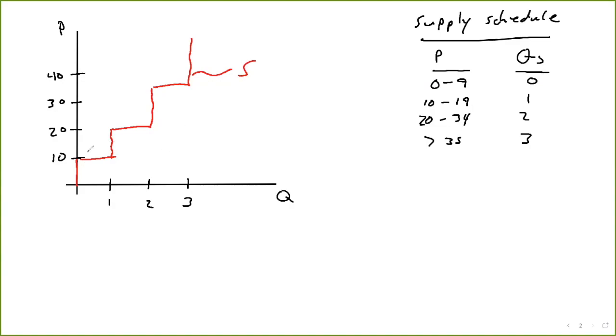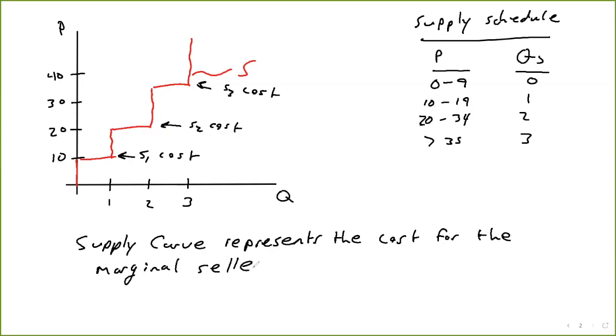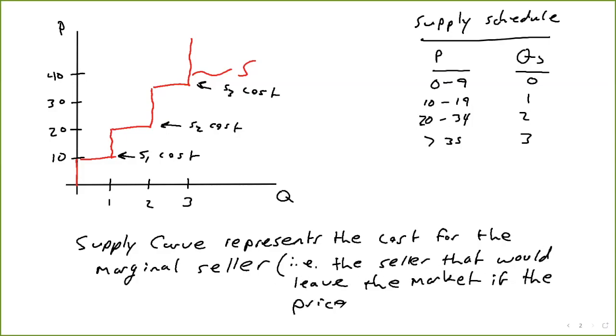And just like the demand curve represented the consumer's willingness to pay, the supply curve represents the seller's cost or willingness to sell. So this is seller 1's cost, seller 2's cost, and seller 3's cost. And again, let's write it down to reiterate. The supply curve represents the cost for the marginal seller. And again, remember, the marginal seller is the seller that would leave the market if the price increased any more.